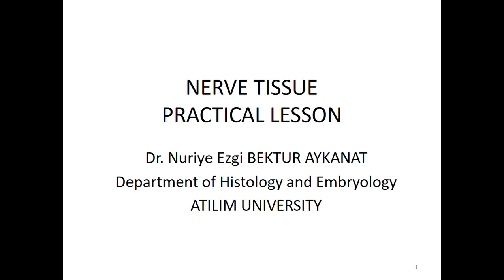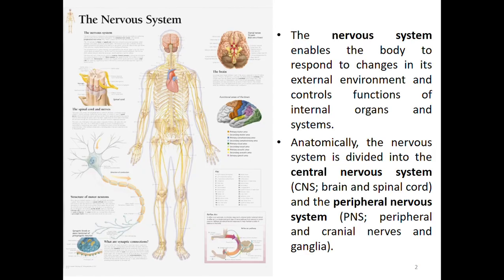Hello everybody, today we will talk about nerve tissue. The nervous system is essential to control functions of internal organs and systems. Also, the nervous system enables the body to respond to changes in the external environment, such as reflex.